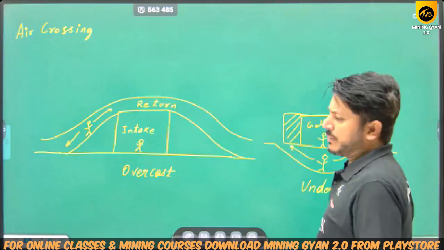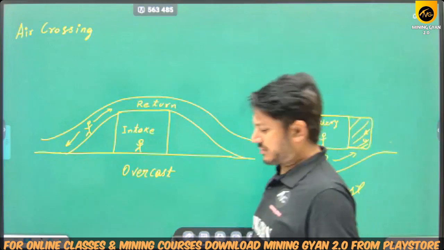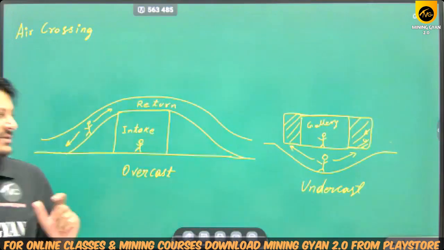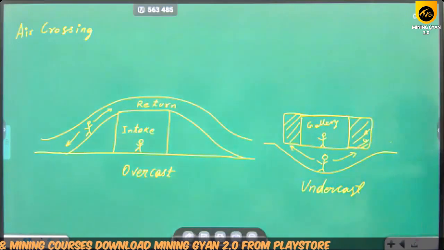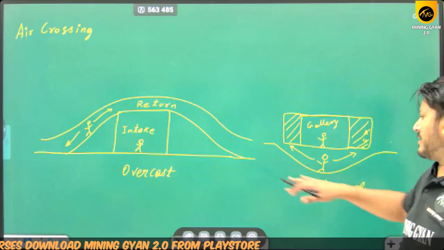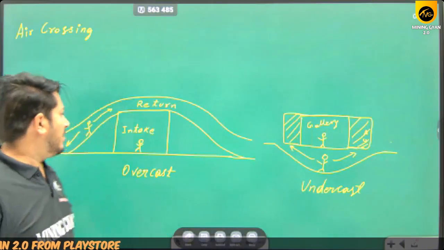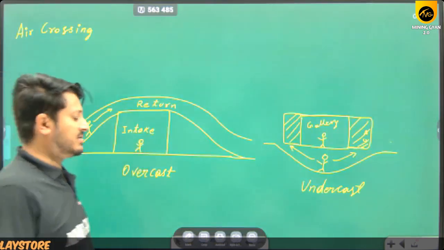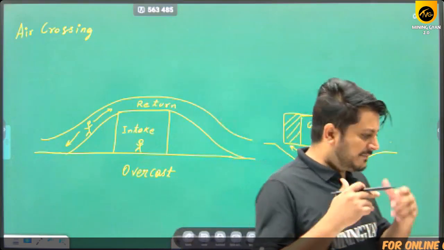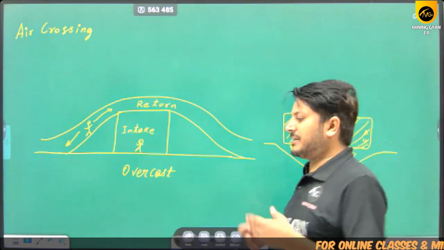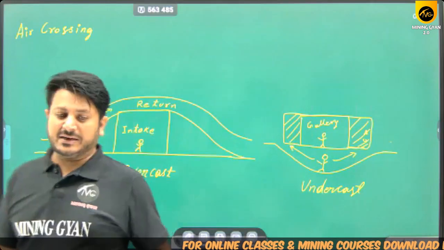Kept over here above the intake airway, first of all, which type of air crossing is the best air crossing which has to be made, and which type of stopping air crossing is much more efficient, undercast or overcast. So over here, the overcast stopping is much more successful because it contains the return air, all the exhaust gases. Basically it has the return airway over the intake airway.